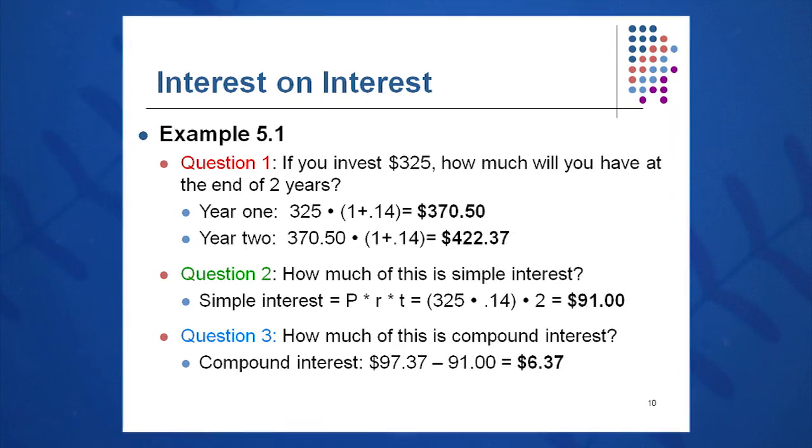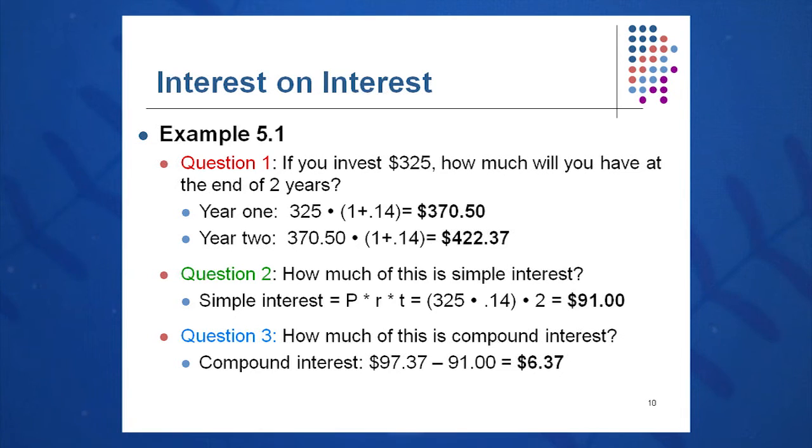So very simply, $325 times 1.14 will take us to the end of the first year, giving me $370.50, and then taking that $370.50 times 1.14 again, I end up with $422.37. An alternate way to get that would be to take $325 times 1.14 to the second power, and coming right up with the answer of $422.37.